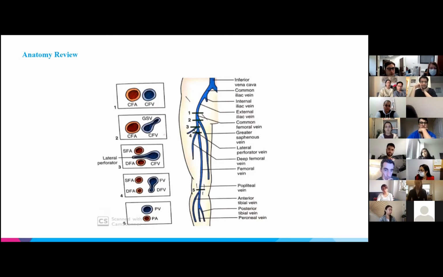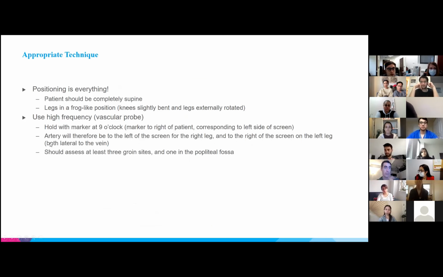So in terms of proper technique, positioning is going to be everything, right? So you want your patient to be completely supine, right? Otherwise, our patients a lot of times are fairly big, right? They might have their stomach overlying their groin and stuff. So you want them lying completely supine, so you can try and see the anatomy as best as possible.